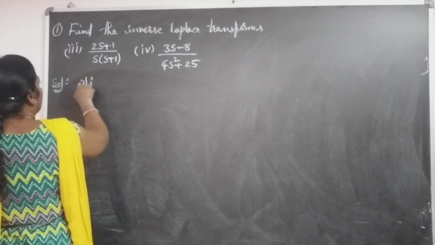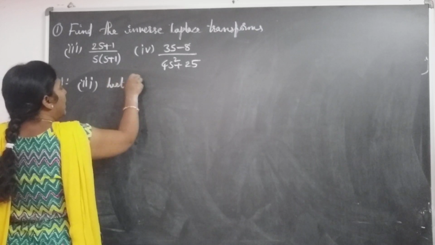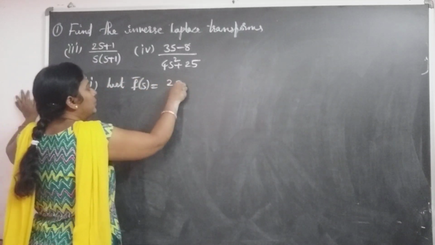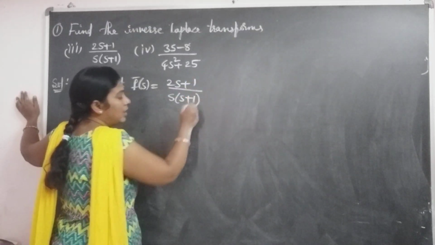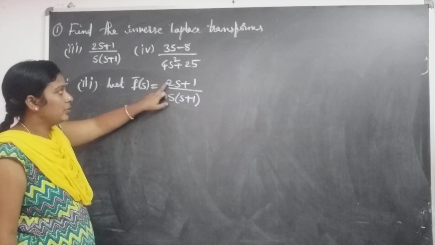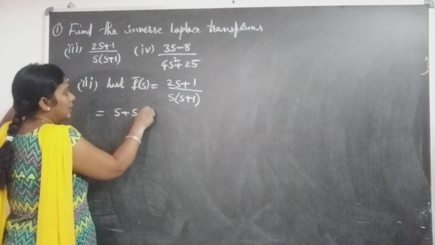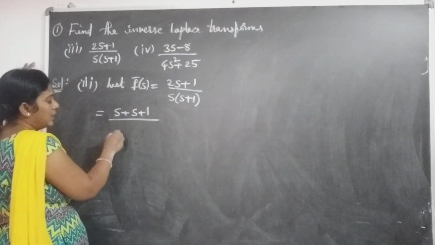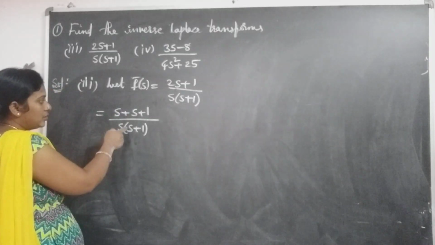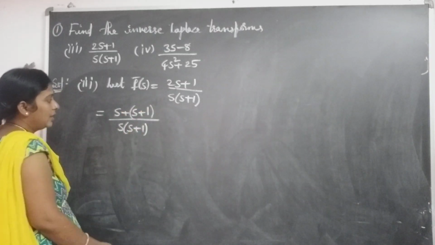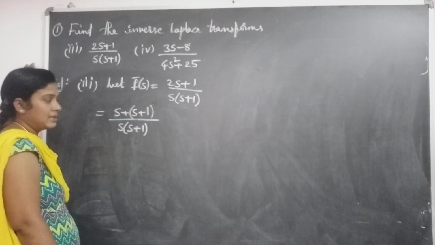Third one. Let f bar of s is equal to 2s plus 1 by s into s plus 1. Just think about it. Here 2s can be written as s plus 1 plus s. Why we can split it: just write s plus 1 as one term, s as one term, s cancels, and here s plus 1 cancels.